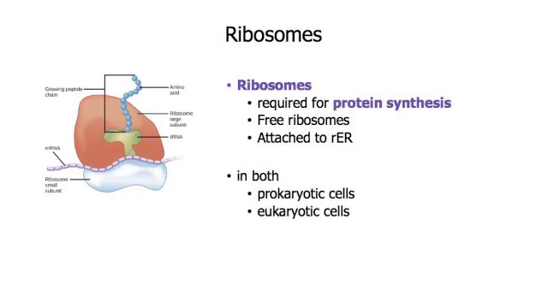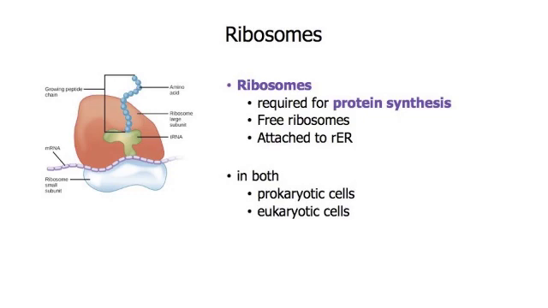Moving on to ribosomes. Ribosomes are responsible for protein synthesis. In eukaryotic cells, the components of ribosomes are made in the nucleus, then transported through the pores of the nucleus into the cytoplasm. It is in the cytoplasm that the ribosomes begin their work.